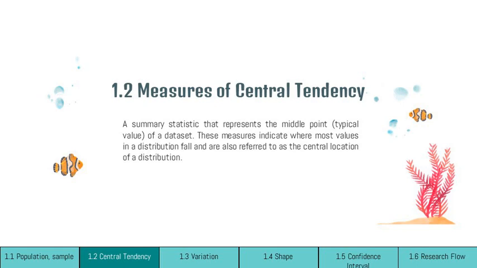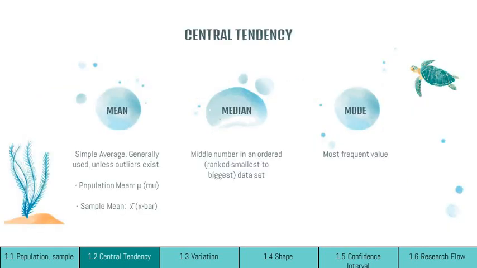Measures of central tendency. Don't be intimidated by the fancy words like central tendency. It basically is a summary statistic that represents the middle point, which is also the typical value of a dataset, which indicates where most values in a distribution fall. They are also referred to as the central location of a distribution. There are three main measures of central tendency, namely mean, median, and mode.